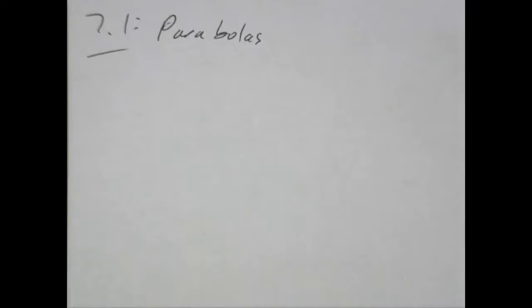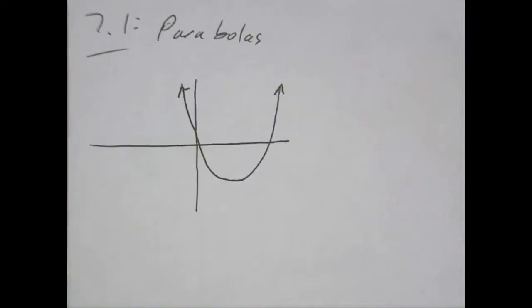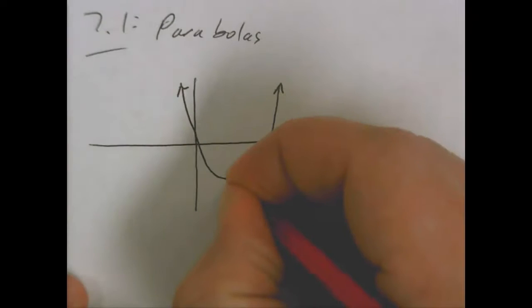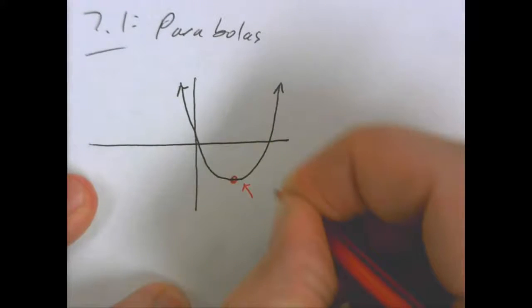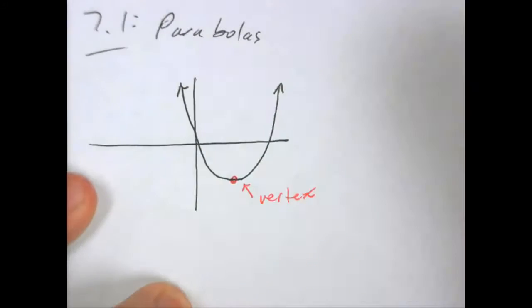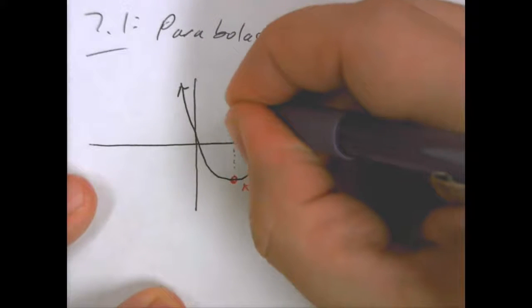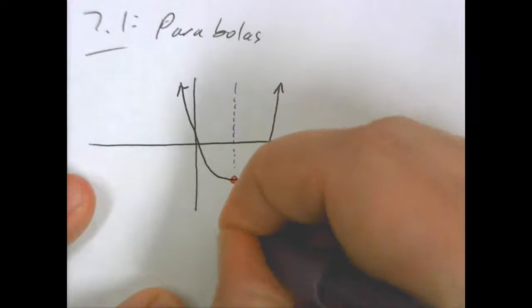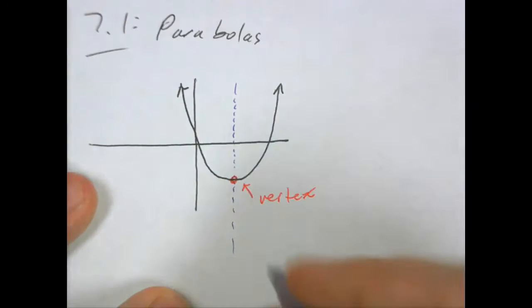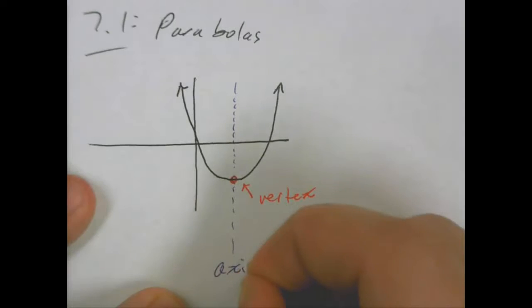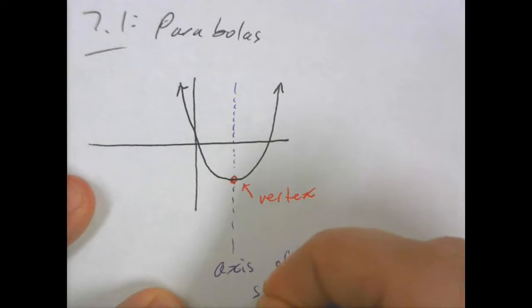Okay, anyways, so I'm going to draw a parabola real quick, and we're going to define different parts of a parabola. Okay, so everybody knows that this is a parabola. The point where it changes direction, this is called your vertex. The imaginary line that goes through the vertex and splits your parabola right in half, that is called your axis of symmetry.